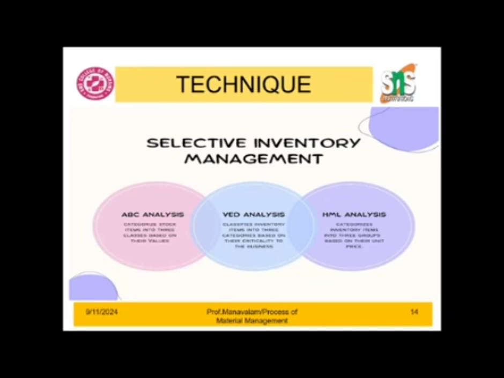Next, move on to the HML analysis. Under this, they are categorizing the inventory items into three groups based upon the unit price. It is expanded as High, Medium, Low. High valued items are coming. It needs strict control. Medium level unit value materials are available under this, need moderate control. In low, the most number of materials are coming under this, they require minimal control.